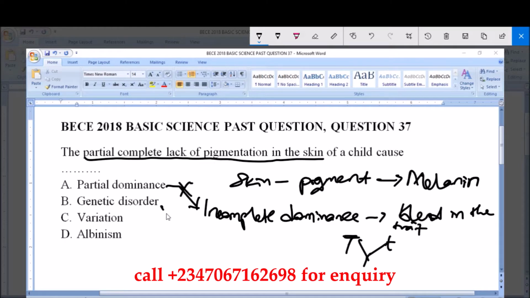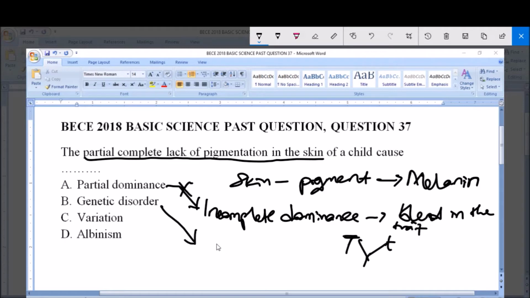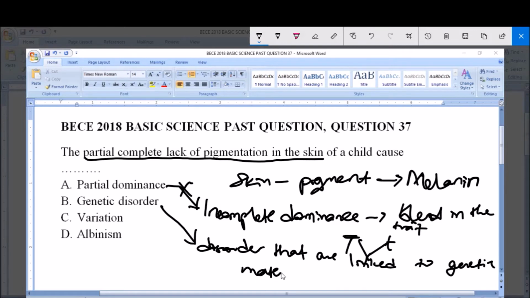Then B here says genetic disorder. And like we know, genetic disorder simply refers to disorders which are linked to genetic materials, that is the gene. Like for instance, if there's a problem in the coding of genes, you can have a genetic disorder. Or if there's a problem in the structure of these genes, genetic disorder can result.